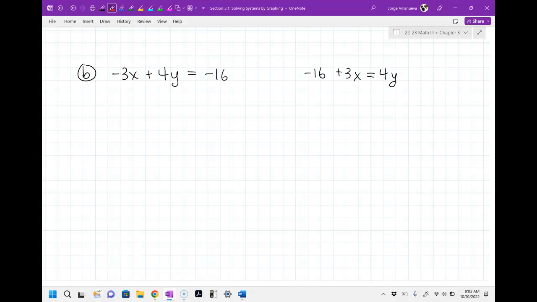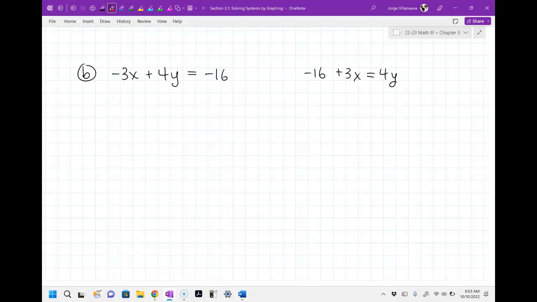Graph it and see where they cross. Okay, they're all the same. So I tried to do one that was kind of on the easier side. Now we're going to do one that's more on the difficult side. So everything else will be in between. Okay? Nothing more difficult than the one we're doing right now.